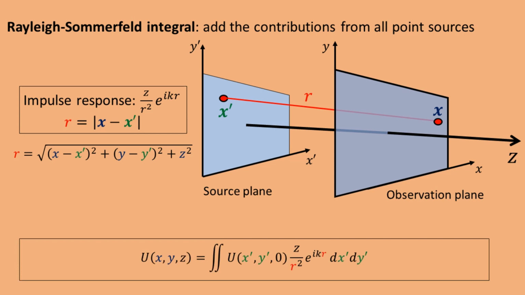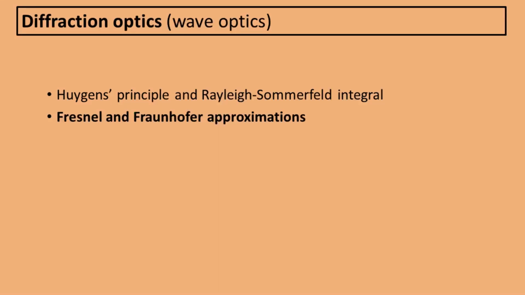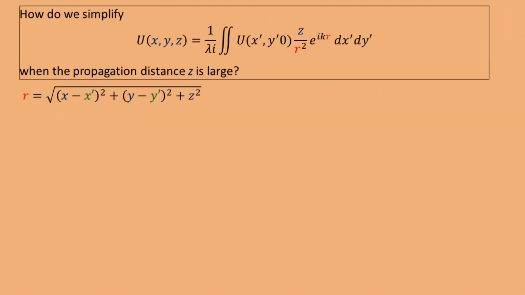It turns out that if one were to derive this equation more rigorously from the wave equation, there would be a prefactor of 1/(iλ). But for time harmonic fields, this factor is usually of little interest. Using this Rayleigh-Sommerfeld integral as our starting point, we can apply the Fresnel and Fraunhofer approximations, which are important and very commonly used. In these approximations, it is our aim to simplify the diffraction integral under the assumption that the propagation distance is large. In particular, we must simplify the expression for r.